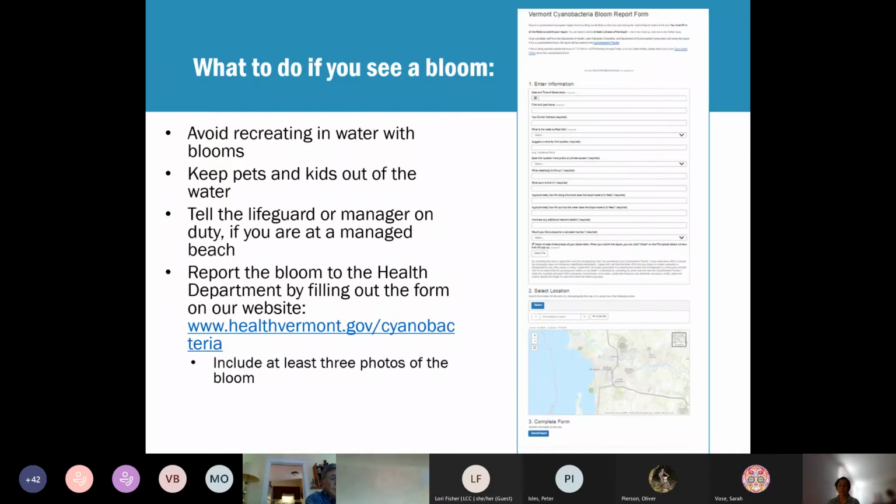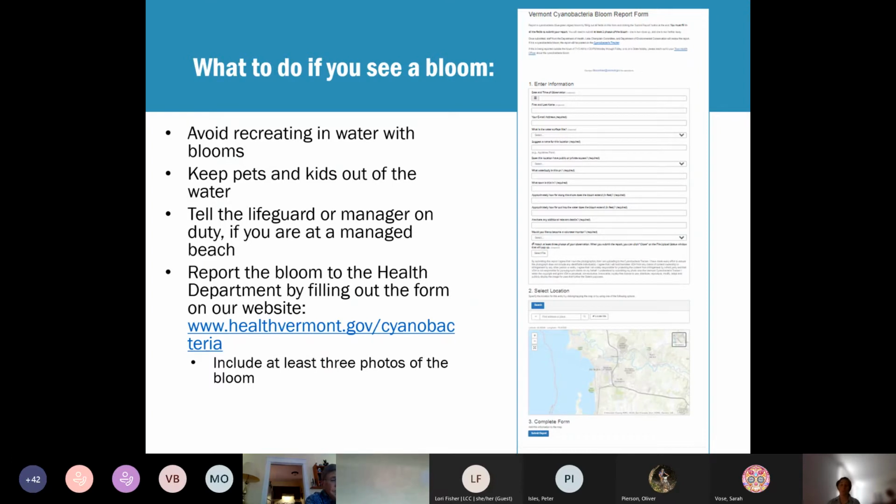If you're at a managed beach, we want you to tell the person who's in charge of running the beach, that could be the lifeguard or the manager, so that they can take measures to ensure that other people aren't exposed. That could be posting signs to alert people or closing the beach.